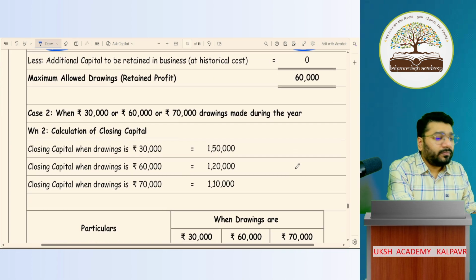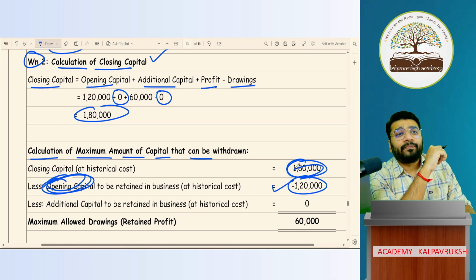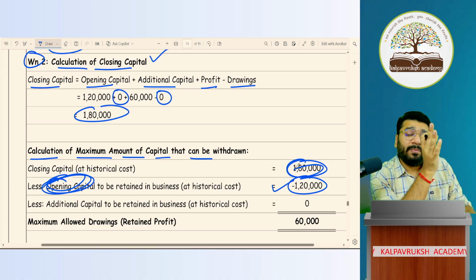Case 2. Tell me one thing. In case 2, will closing capital remain the same or will it change? Okay, before that, will profit be the same or change?